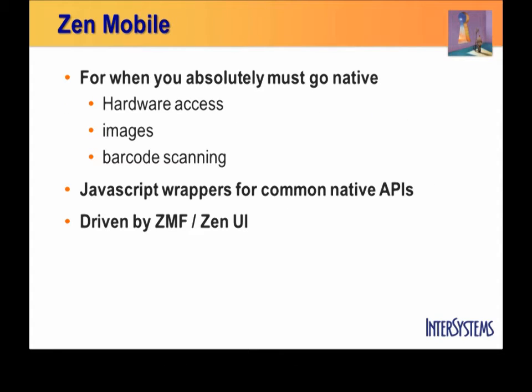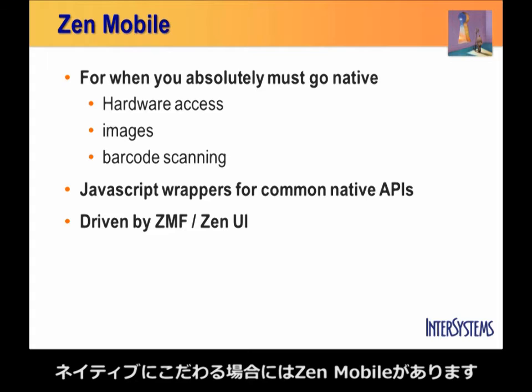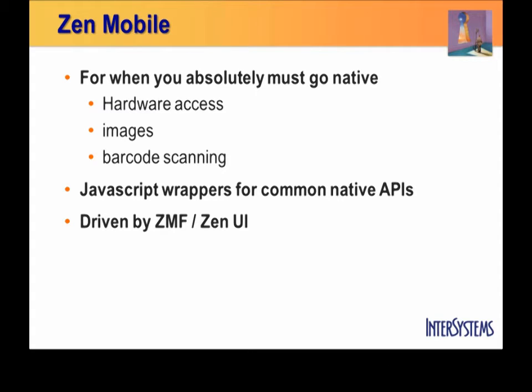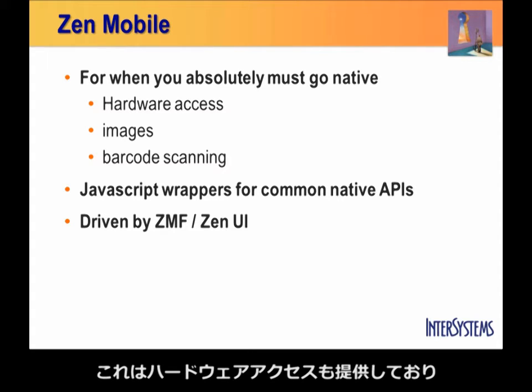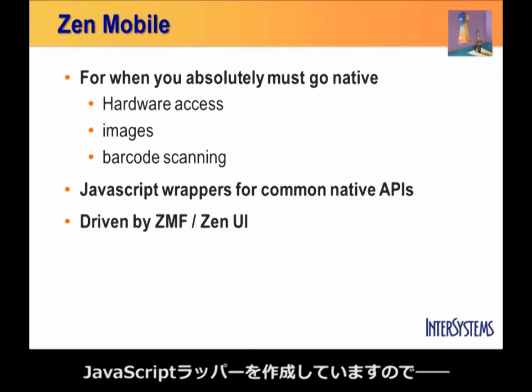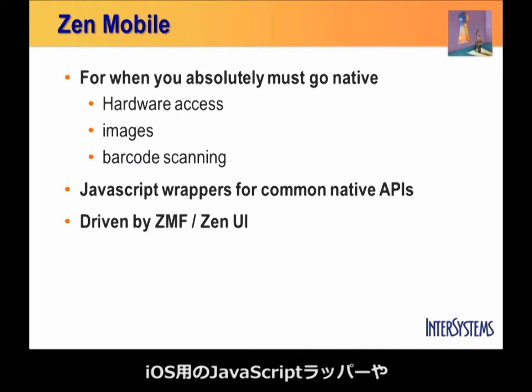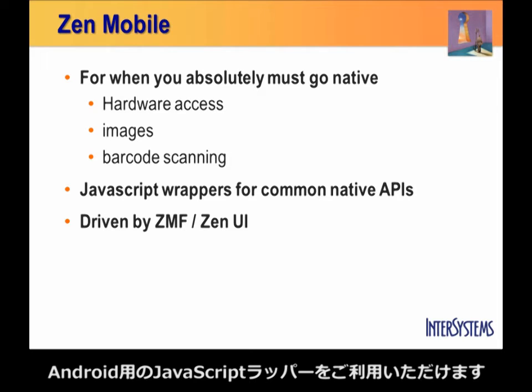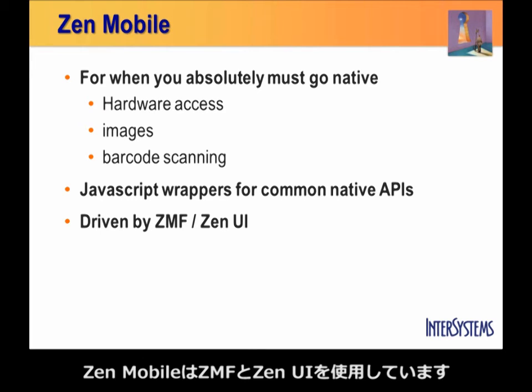If you really have to go native, we provide Zen Mobile, which actually gives you hardware access. It gives you access to be able to do things with images, and to do barcode scanning. And we've created JavaScript wrappers for common native APIs. So we actually have a JavaScript wrapper for iOS. We have a JavaScript wrapper for some Android functions in Zen Mobile. And it's driven by ZMF and Zen UI.